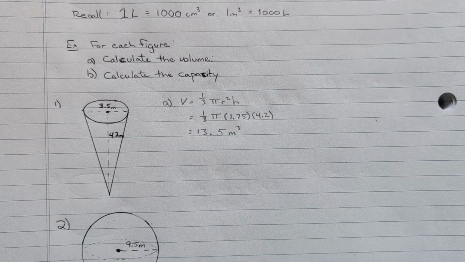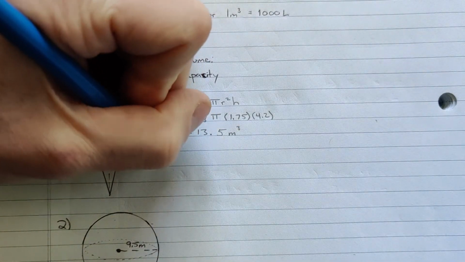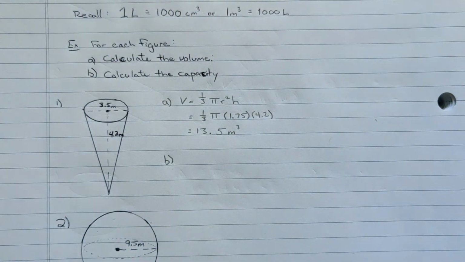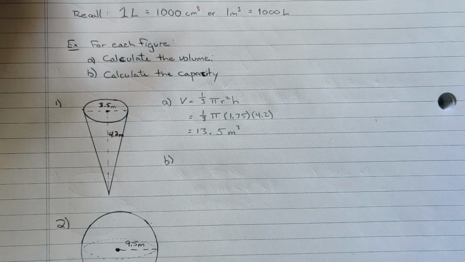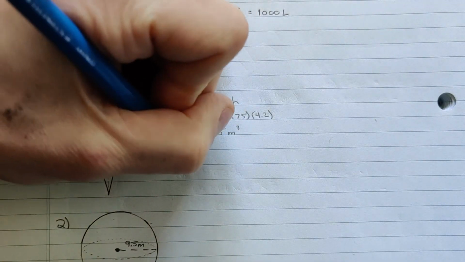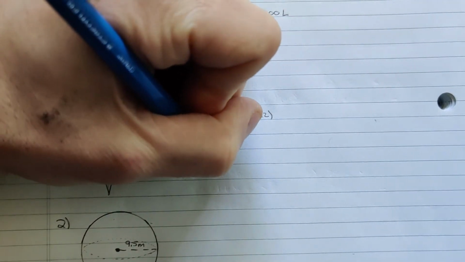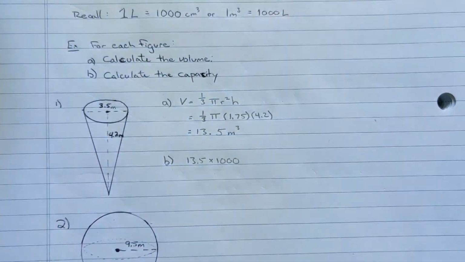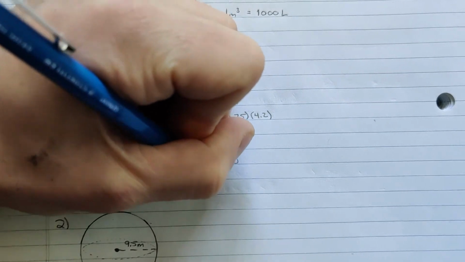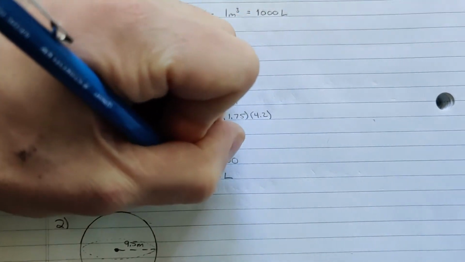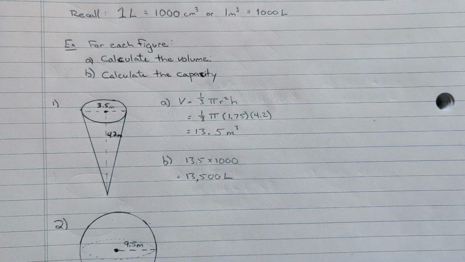Round it to 1 decimal place. And if you then want to calculate the capacity of that, part B, capacity. So again, we got meters cubed here, and so we have 1,000 liters in a meter cubed. So 13.5 times 1,000 is going to give us 13,500 liters. 13,500 liters in that cone.